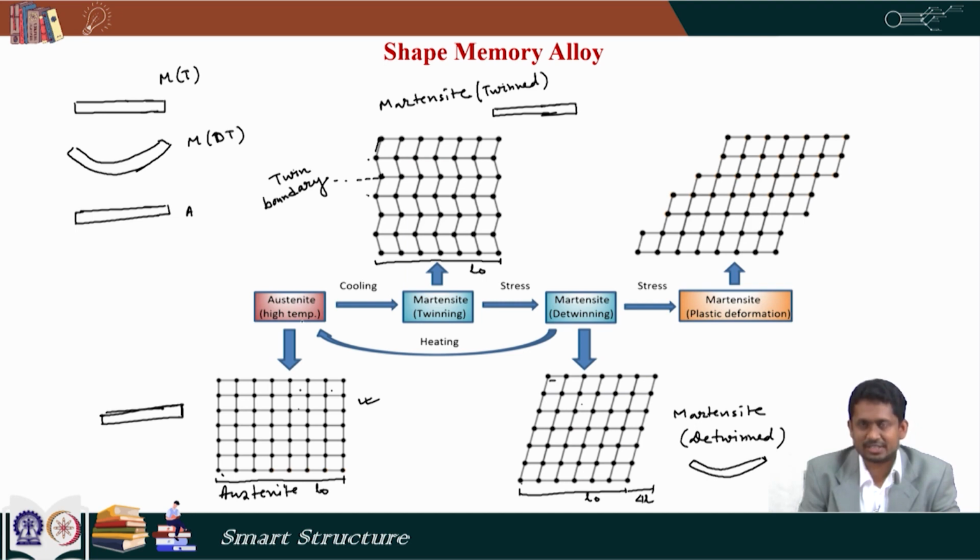Now, from this austenite, if we want to get the twinned martensite structure, we can just cool it down, and when it cools down, the austenite phase becomes unstable and the martensite phase becomes stable. So, it becomes a twinned martensite. So, if I cool it down from here, it will go back to the twinned martensite phase. So, it is twinned and it is detwinned.